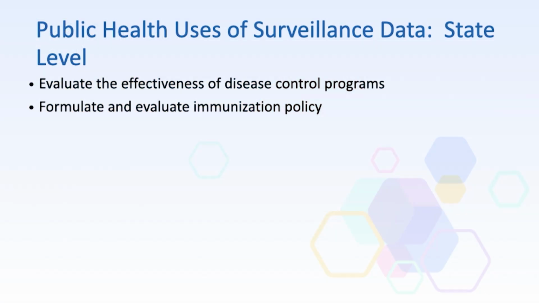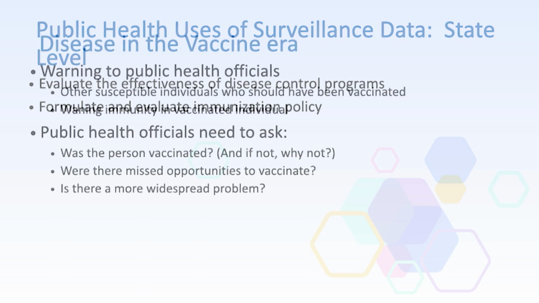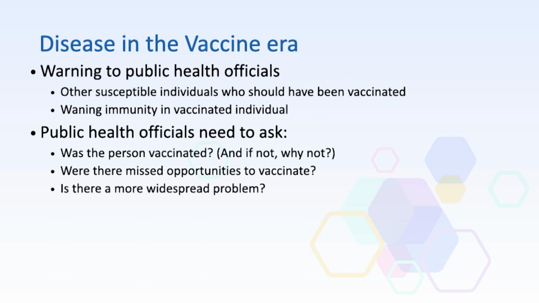At the state level, surveillance data for vaccine-preventable diseases is needed to evaluate the effectiveness of disease control programs. When there is a case of a vaccine-preventable disease in a person for whom there is a vaccination recommendation, it should serve as a warning to public health officials.